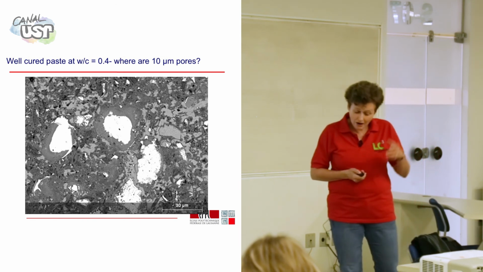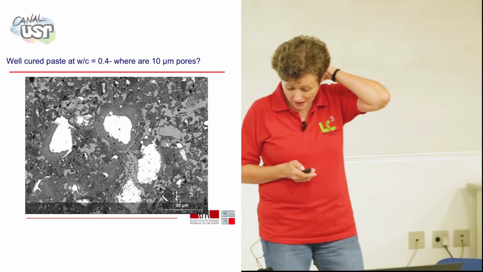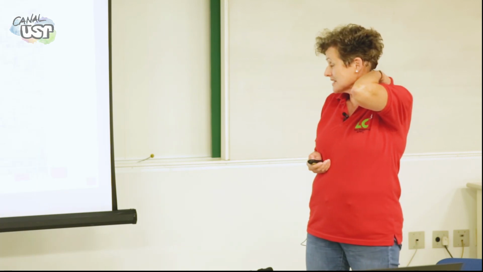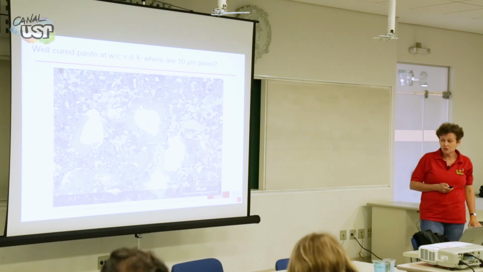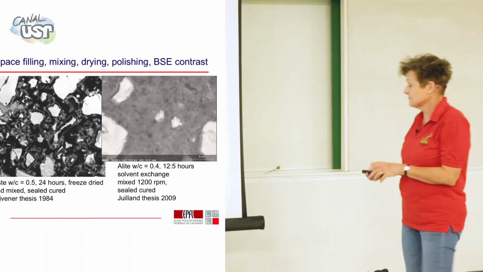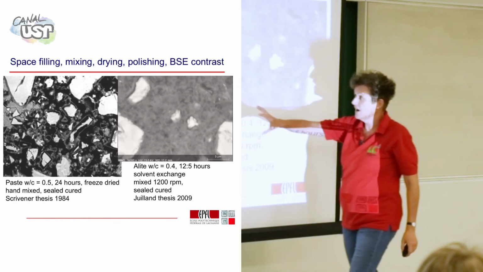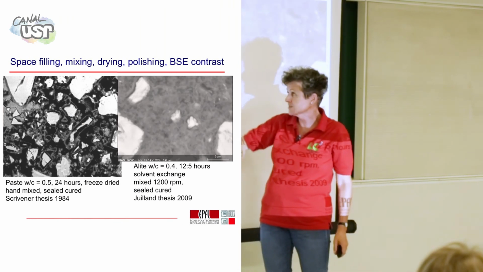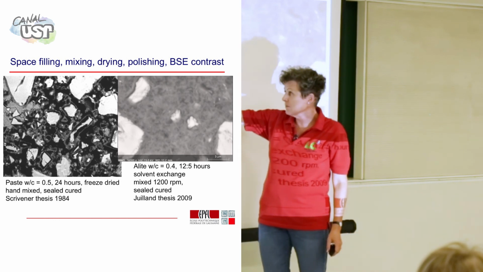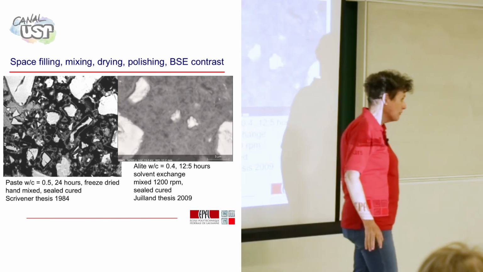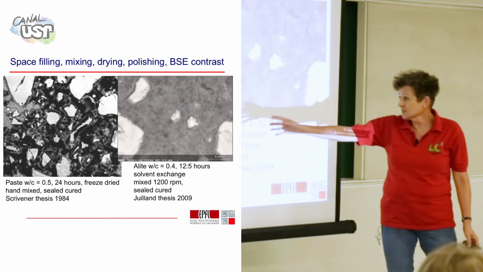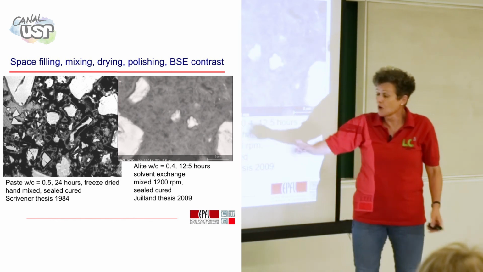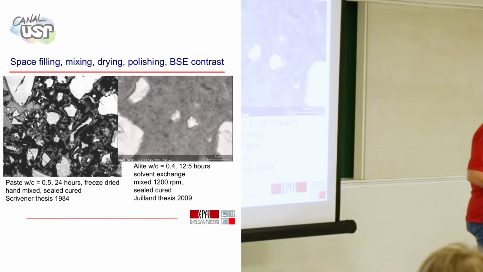So I'm not sure how he was able to get such big pores by image analysis, but I think we have to ask a lot of questions about how we prepare our samples. And to illustrate that, here are 2 pictures. This picture I took in my thesis in 1984, and it was done with a paste with a water-cement ratio of 0.5. I hand mixed it, and this is at 24 hours, and it was freeze-dried. And it looks like there's this huge amount of porosity.